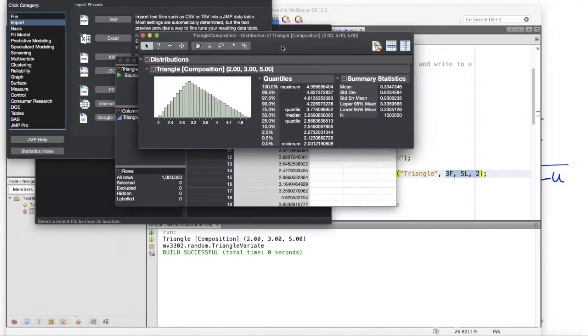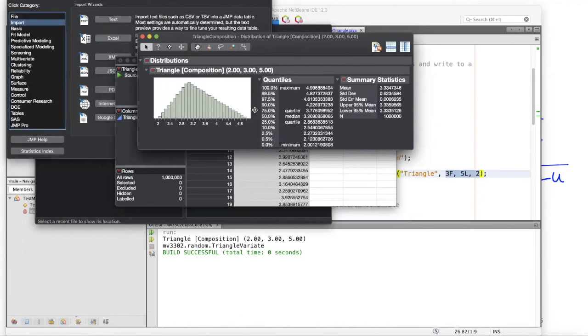All right, so again, this is a teeny little graph, but I think it's clear enough that first of all, we see the triangle shape, and we can also see in the summary statistics that the maximum is like 4.99.